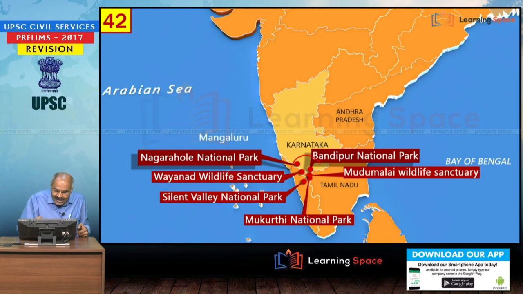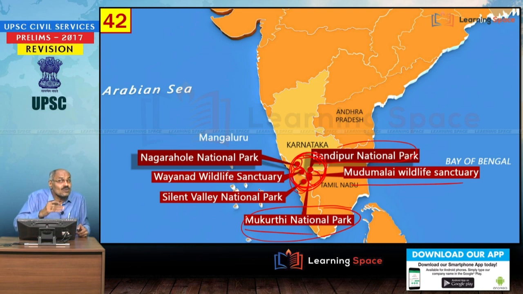And here is one important area, these are part of Nilgiri Hills. Please do not forget, these are part of Nilgiri Hills, and 3 states are involved here. If you look at Karnataka, Nagarhole National Park and Bandipur National Park, these 2 are in Karnataka. And if you look at Tamil Nadu, Mudumalai Wildlife Sanctuary and Mukurthi National Park. Mukurthi National Park is famous for Nilgiri Tahr, the state animal of Tamil Nadu. And Wayanad as well as Silent Valley National Park, these 2 are in Kerala. So, these are in Nilgiri Hills, and these are very important.